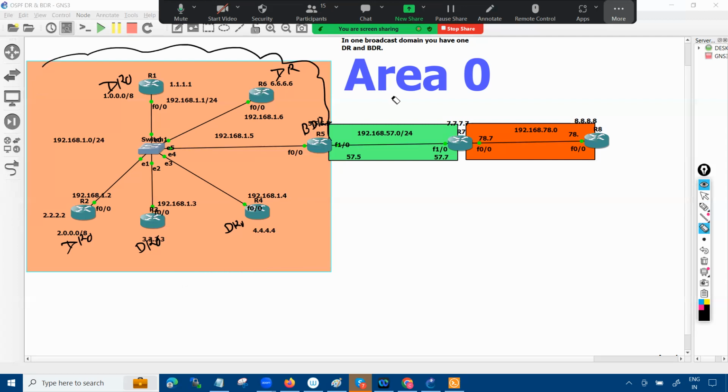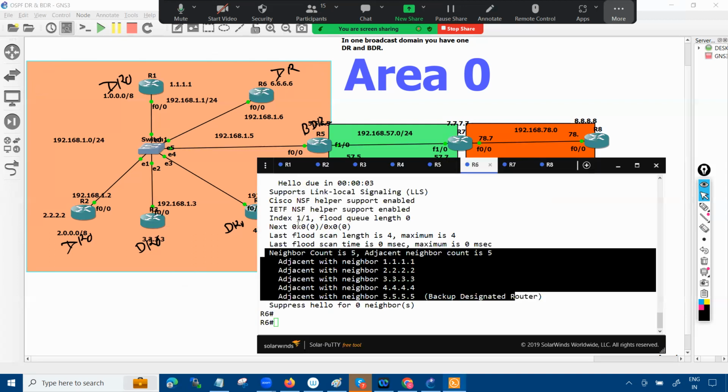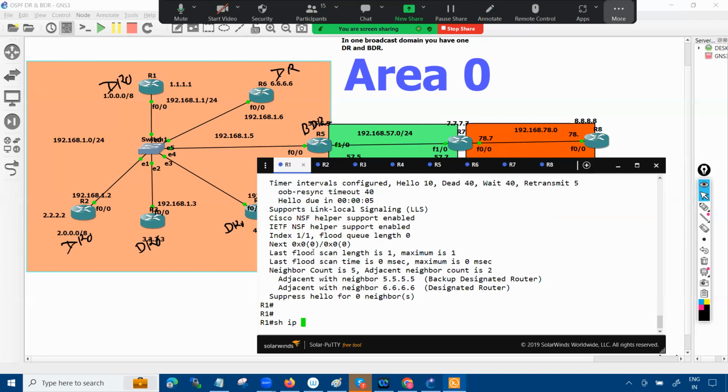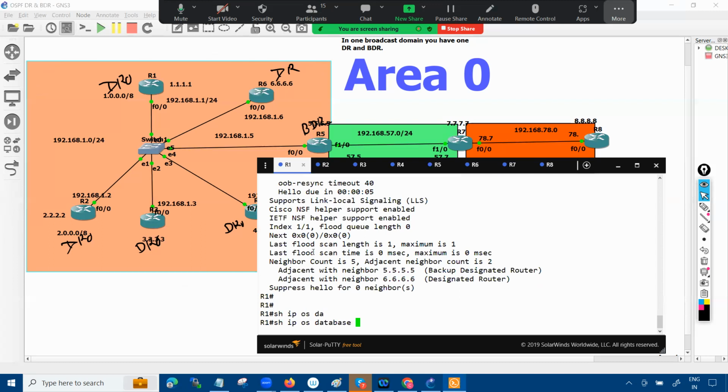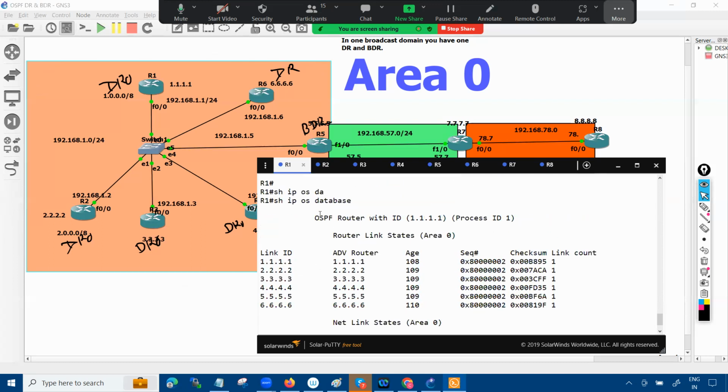So if you check on any router right now, let's have a look at the database table. Show IP OSPF database. This is the command to check the LSDB table. You will see the OSPF process ID, and the router ID will be 1.1.1.1. That's on router number 1. Process ID 1, and this is for area 0 right now.